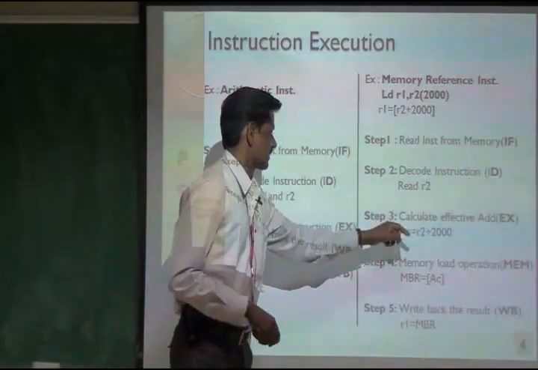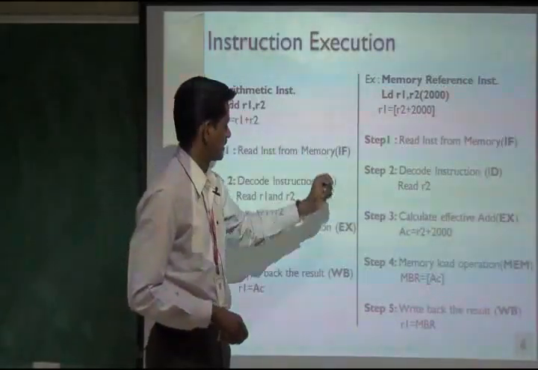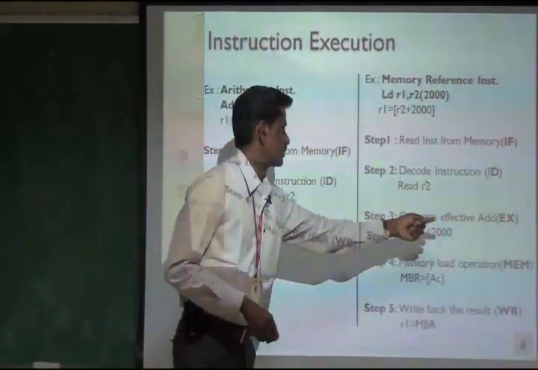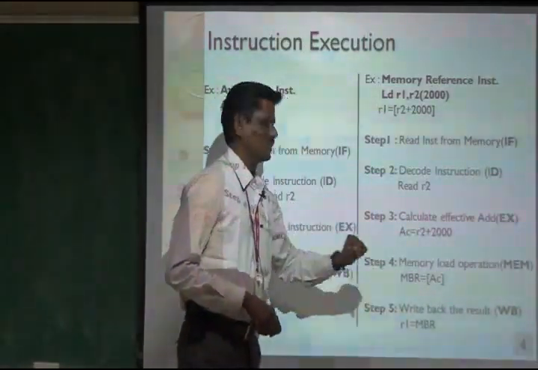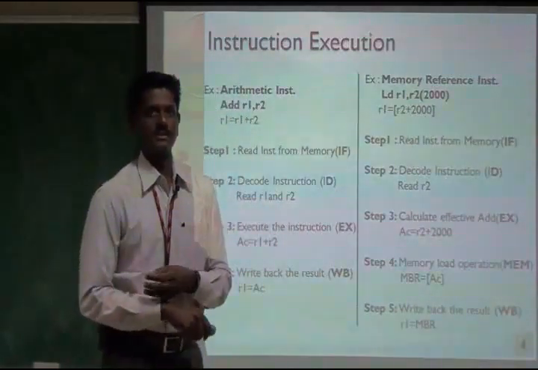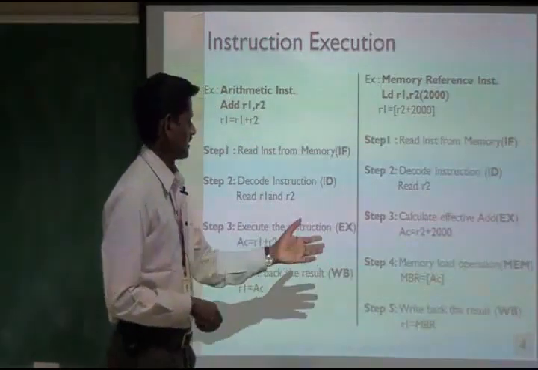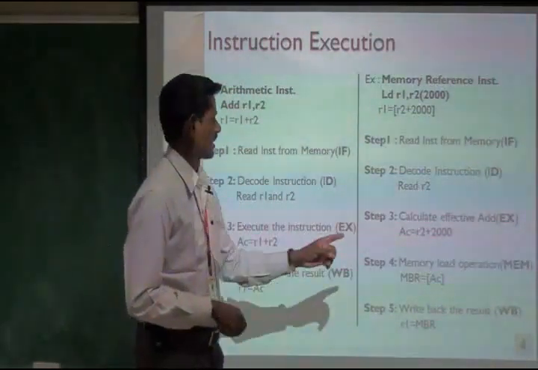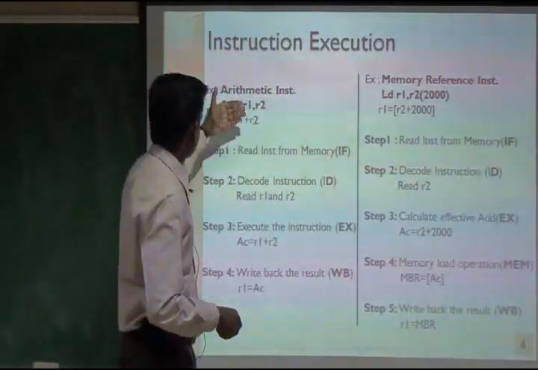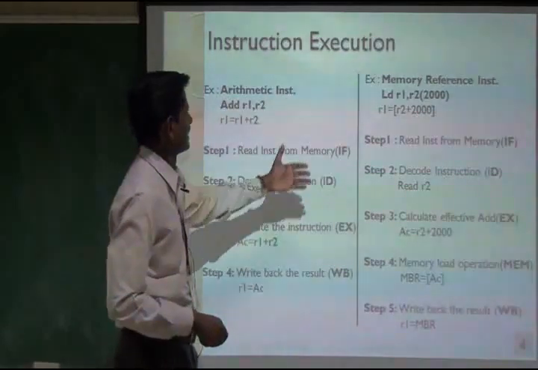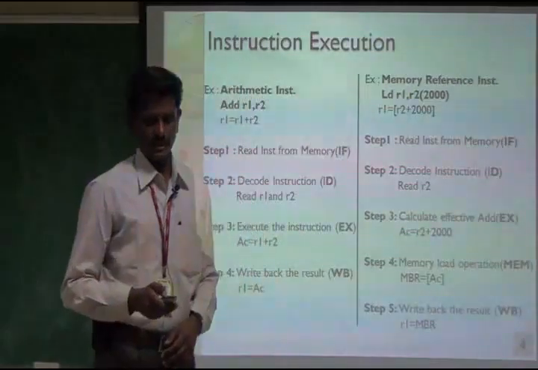Anyway, now the address is available in the accumulator. Then, because it is a memory reference instruction, in step 4 it loads the content of the memory location to the MBR, another special purpose register, the memory buffer register, and in the final stage the content of the MBR is moved to R. So this way the arithmetic instruction may use several steps, and a memory reference instruction may use all the 5 steps in RISC architecture.